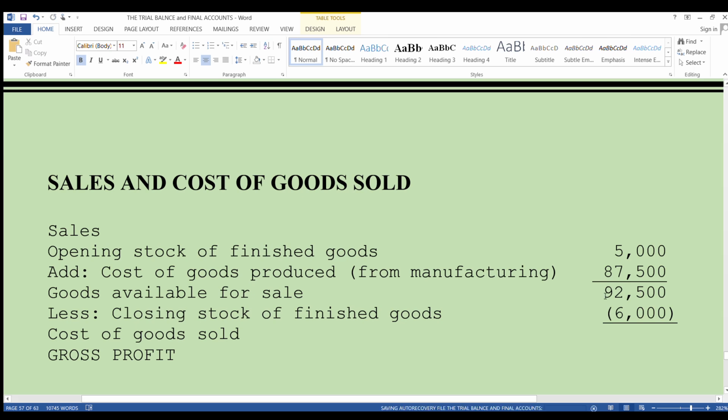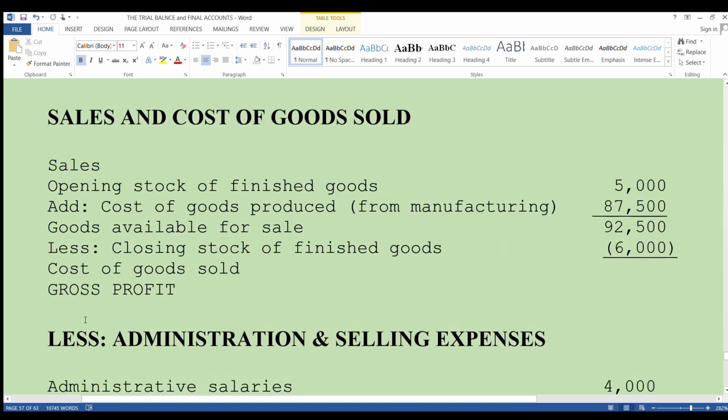So 92,500. Then you have to ask yourself, are there some finished goods that have remained without being sold? So you have to subtract closing stock of finished goods, those which by the end of the year were not sold. In this case it was 6,000. So you get the cost of goods sold.